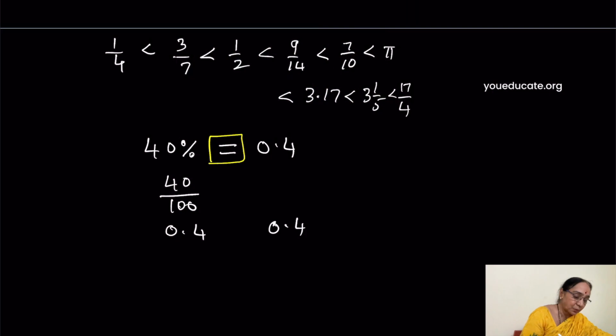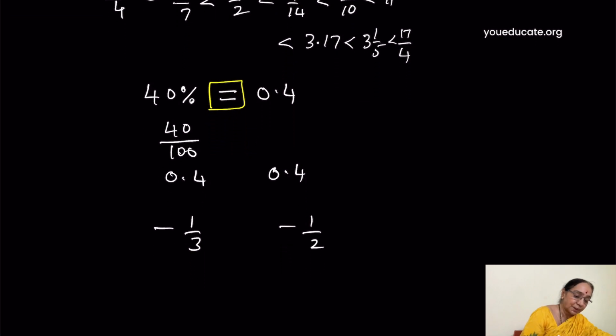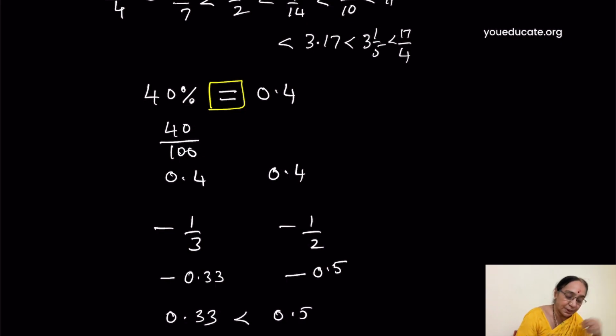Now next, negative 1 by 3 and negative 1 by 2. Negative 1 by 3 as a decimal is 0.33 repeating. I just write 2 digits, and this is negative 0.5. So which one do you think is greater and which one do you think is less? Now if you don't have the minus sign, if you compare 0.33 with 0.5, 0.33 is definitely less than 0.50. But what happens if they are negative numbers? It's just the opposite. So negative 0.33 is greater than negative 0.5.